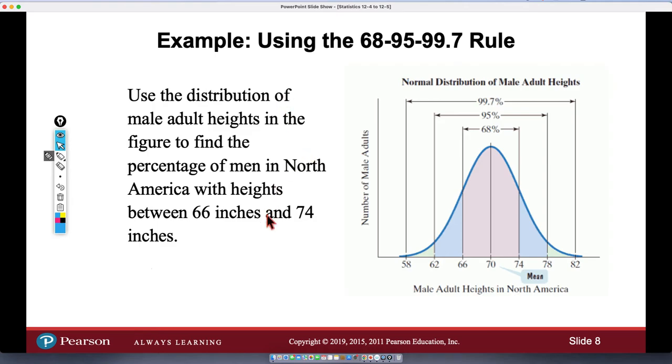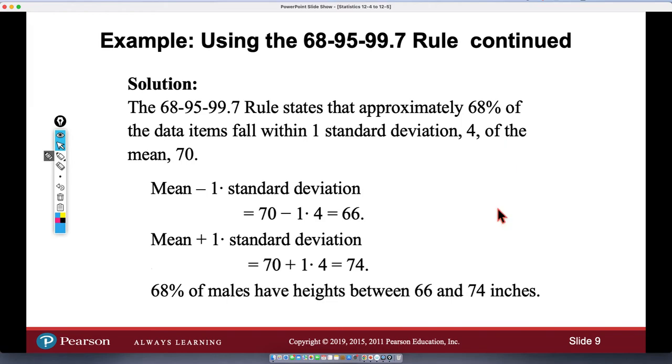And so we just did this, 66 to 74. We can see it's going to be 68. They walk us through the process. Take 70 minus 1 standard deviation, that's 66. 70 plus 1 standard deviation, that's 74. So that means 68%. Okay, so that's how we can kind of use this.